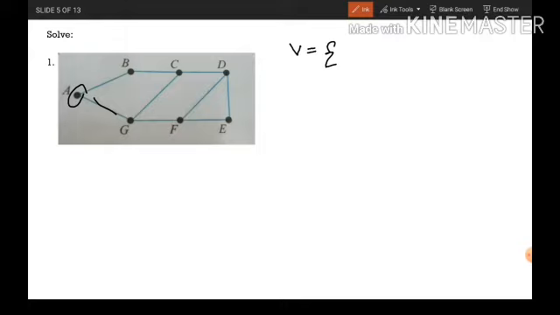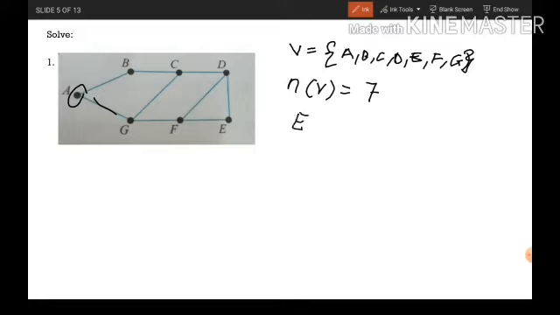The vertices are the dots. So A, B, C, D, E, F, and G are the vertices. Write A, B, C, D, E, F, and G. You must put a curly bracket, not the simple bracket. So the number of vertices is equal to 1, 2, 3, 4, 5, 6, 7. 7. This is how you find the vertices.